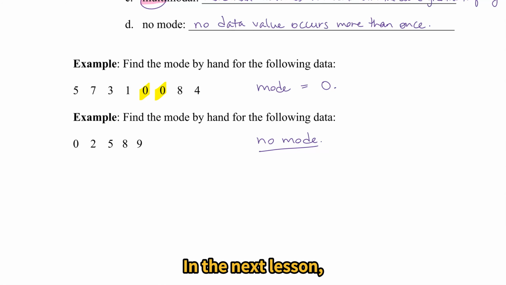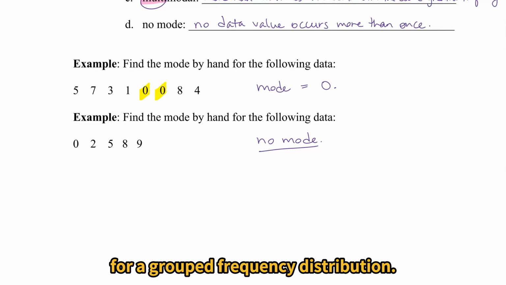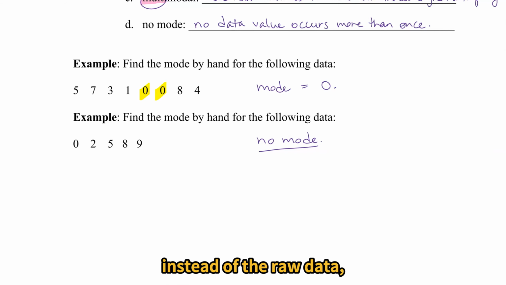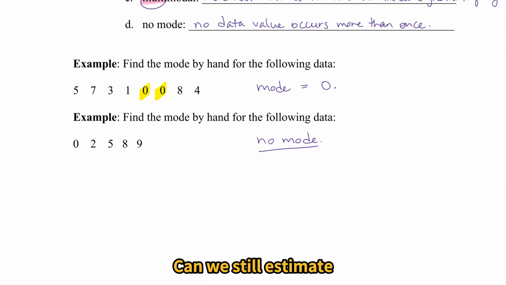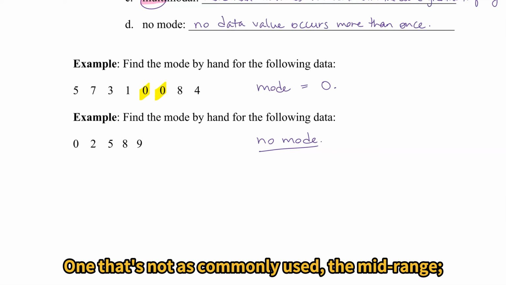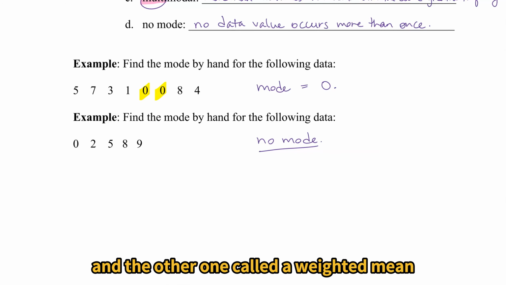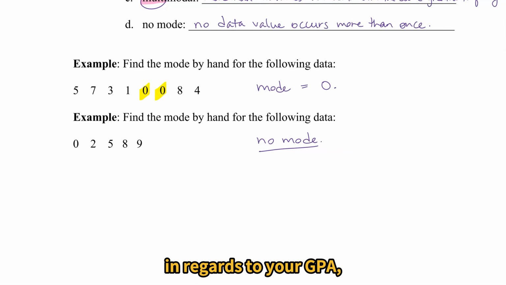In the next lesson, we will look at mean and median for a grouped frequency distribution. Ultimately, if we only have that table instead of the raw data, if we only have a frequency distribution, can we still estimate the mean of the data set, the mode of the data set? And then we'll talk about 2 more measures of center, one that's not as commonly used, the mid-range, and the other one called a weighted mean that you actually have experience with in regards to your GPA, among other things.